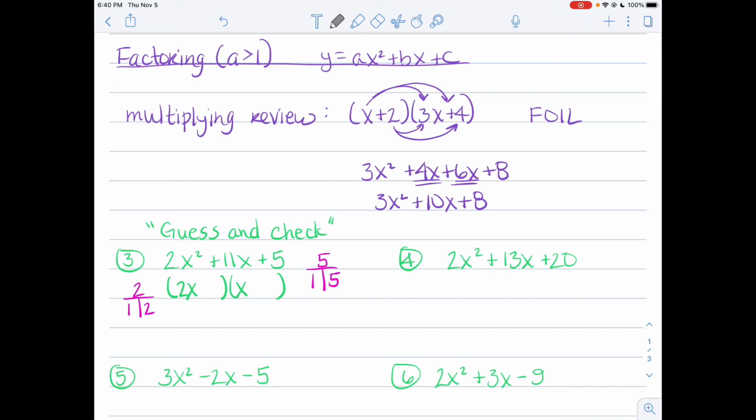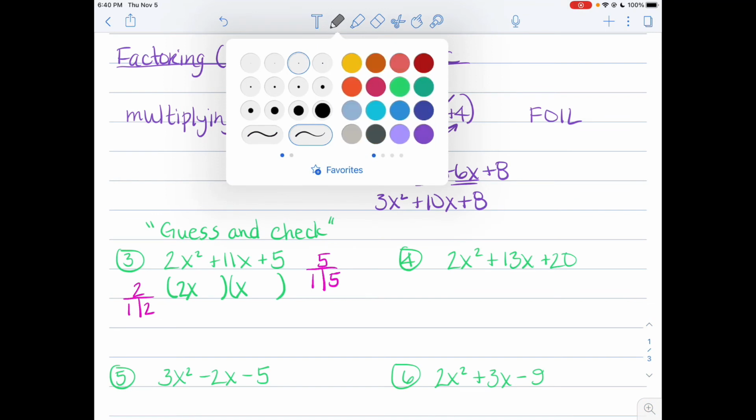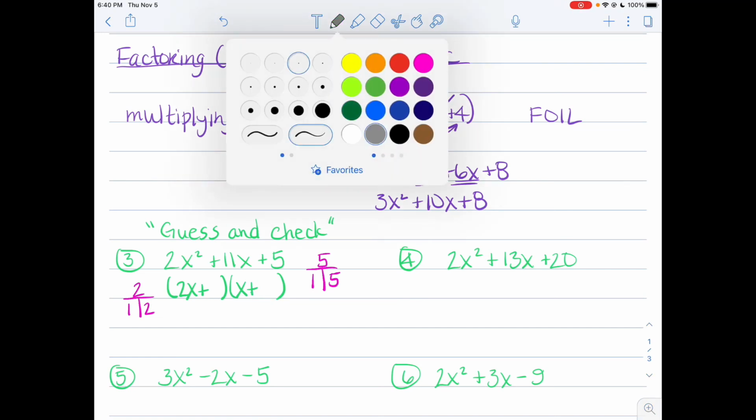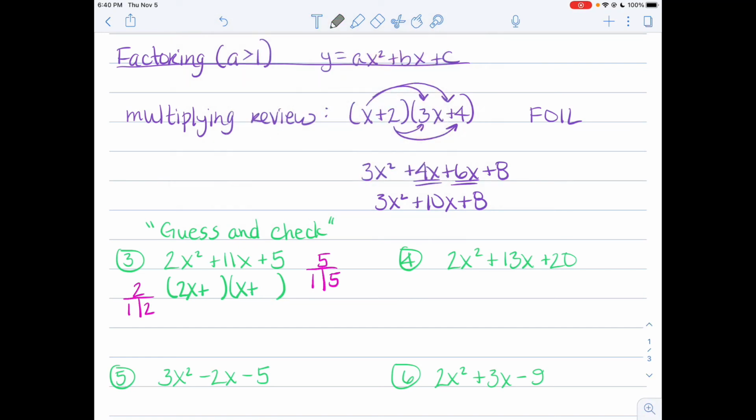I do know, because I have a plus sign in front of the 5 and a plus sign in front of the 11, that I am going to have positive signs for both of my factors. So I could go ahead and write those in my pen if I wanted to, but I'm going to use pencil. In this case, I'm going to show this as gray to indicate pencil, to figure out which direction to put the 5 and the 1.